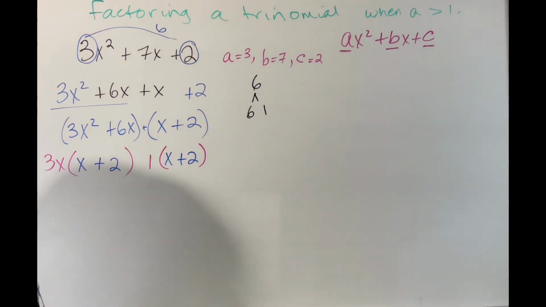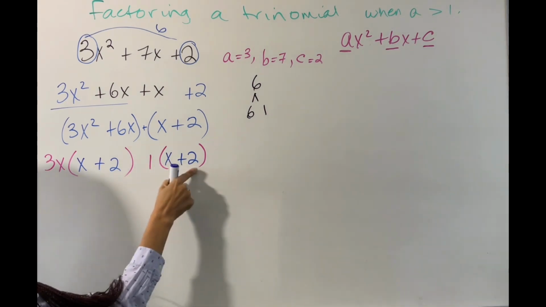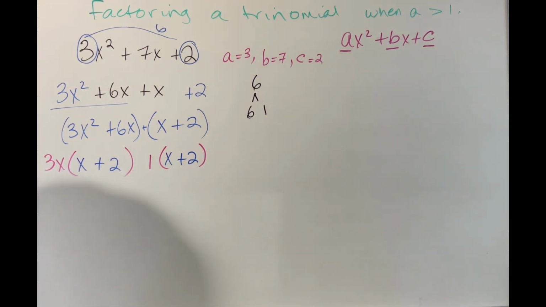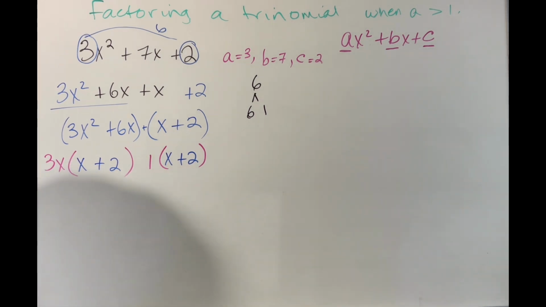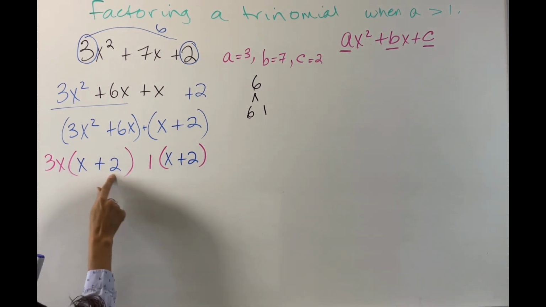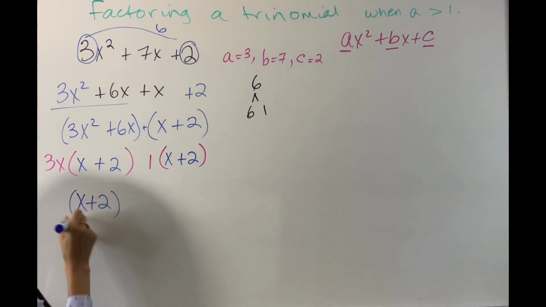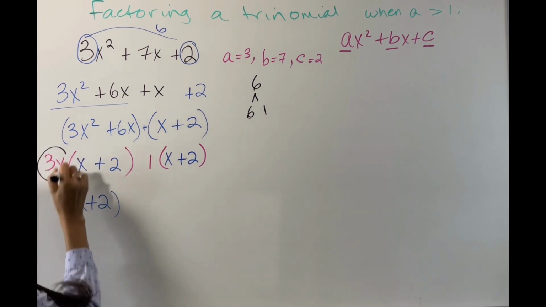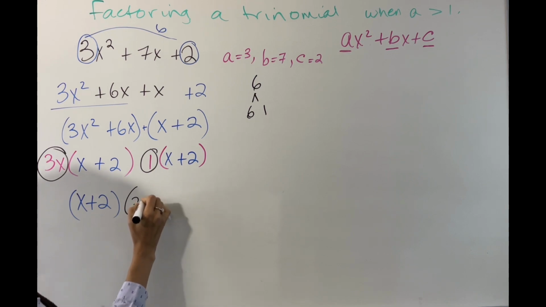When you're using the grouping method, you must have the same binomial inside the parentheses. If you don't, you are on the wrong track. But if you have the same set of binomials here inside the 2 parentheses, you're good to go. So now what we are going to do, we are going to write this first, and I'm going to write my x plus 2. And then I'm going to combine what I have here on the outside, my GCF, and put it as another set of binomials.